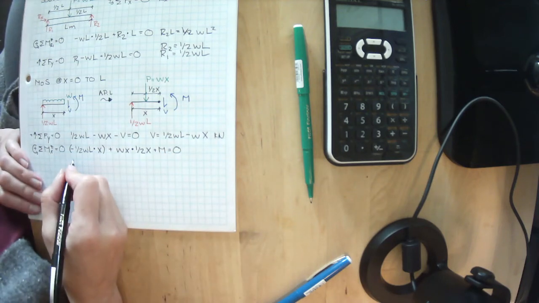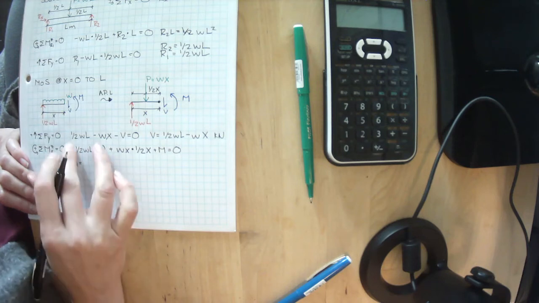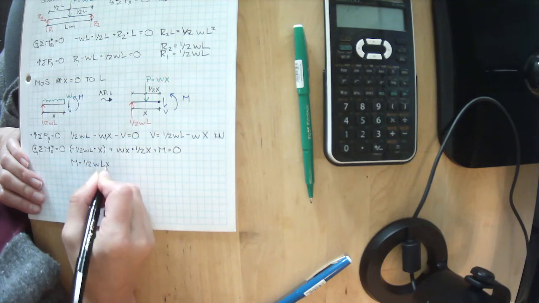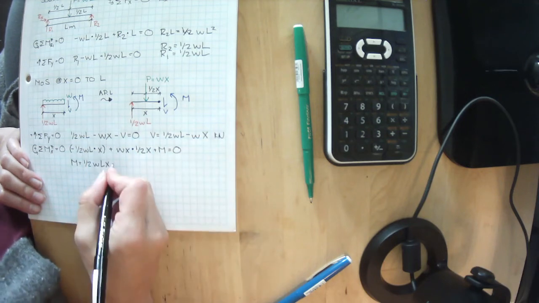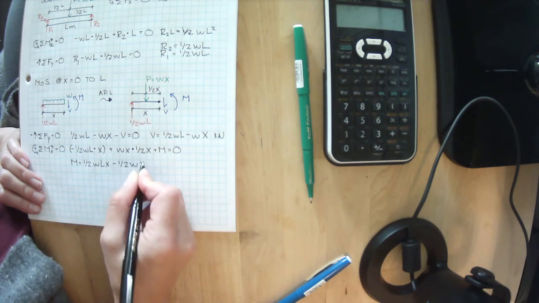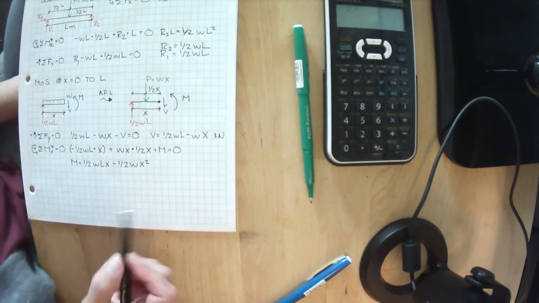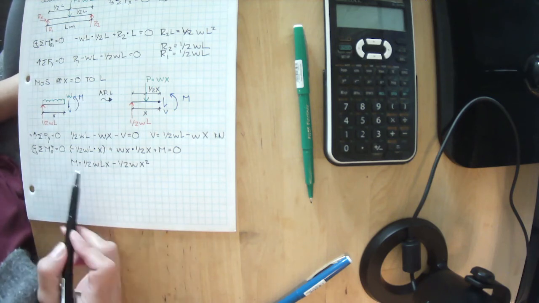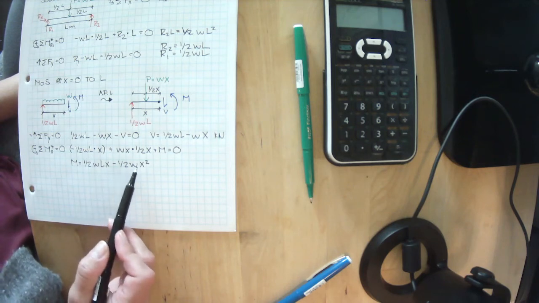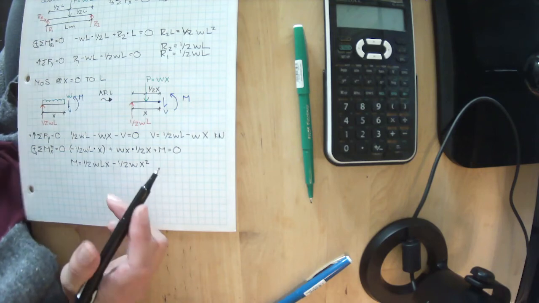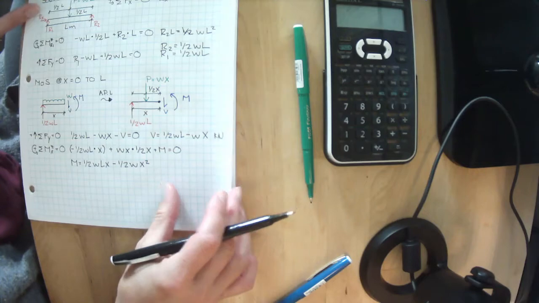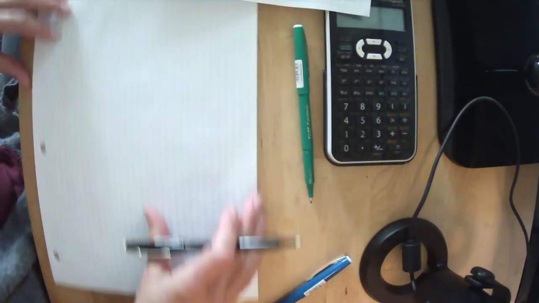Let's rearrange this. All right, we have M equals, we'll bring that over and make it positive, 1/2 WLX. This is going to come to the other side and be negative. We have minus 1/2 WX squared. Oh, we've got a quadratic in here. Fun. So M equals 1/2 WLX minus 1/2 WX squared. So we've got some information here. That's it. This one's really easy. It seems really overwhelming, but it's not so bad.